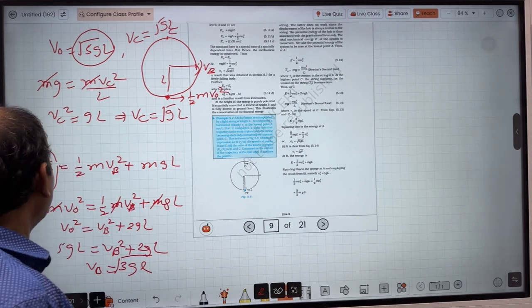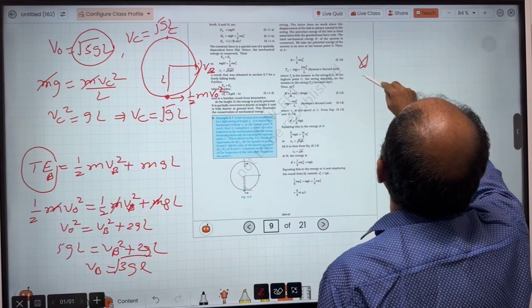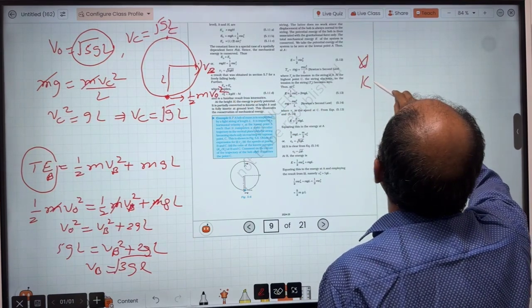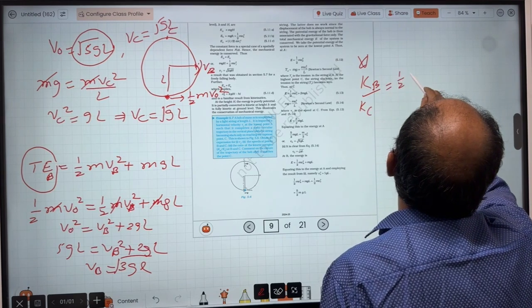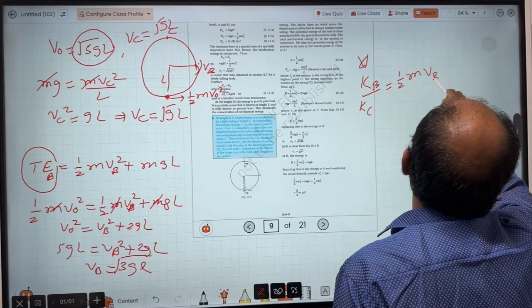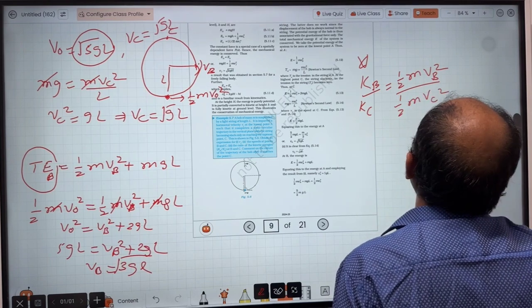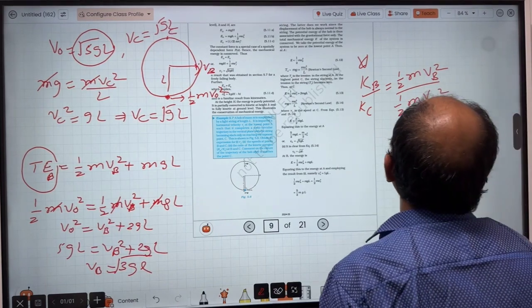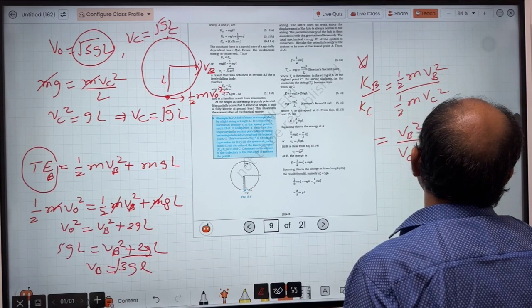Now suppose we want to compare KB upon KC. It means half m vb square divided by half m vc square. It is simple, half m will cancel out. So vb square divided by vc square.